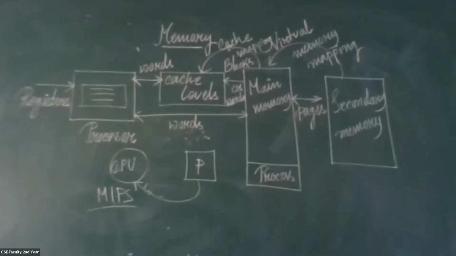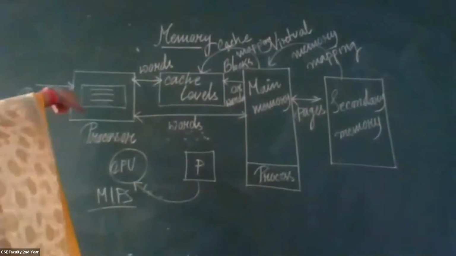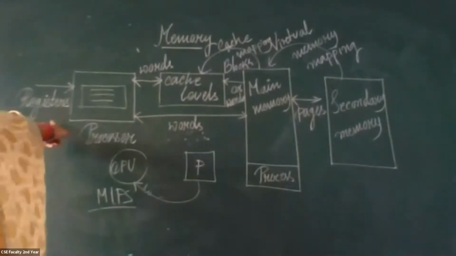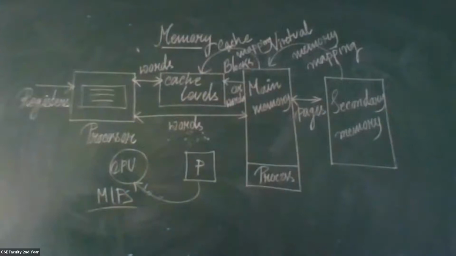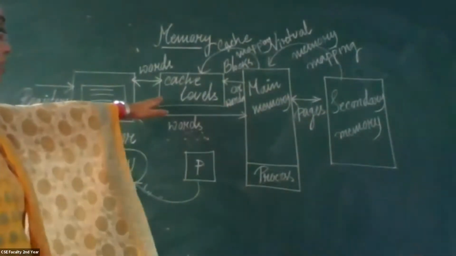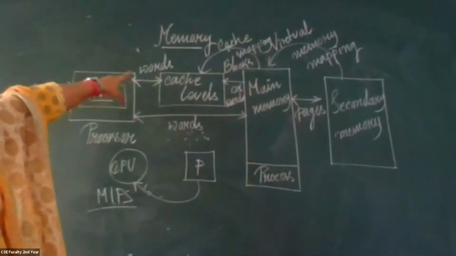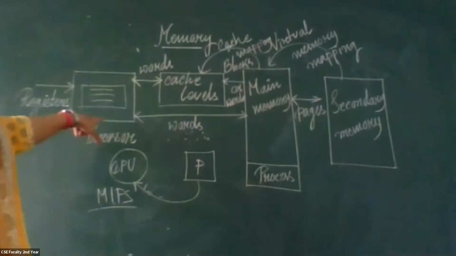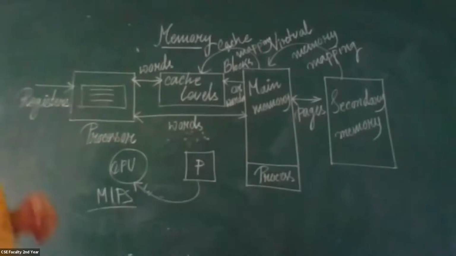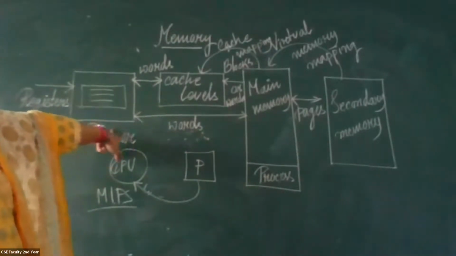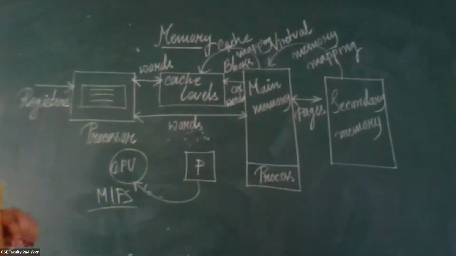Processor and register. This processor, the CPU, is connected directly with the cache memory. From the cache memory, the information comes to the CPU in the form of words. And from the main memory also, if the main memory is connected with the CPU, memory is exchanged in the form of words.